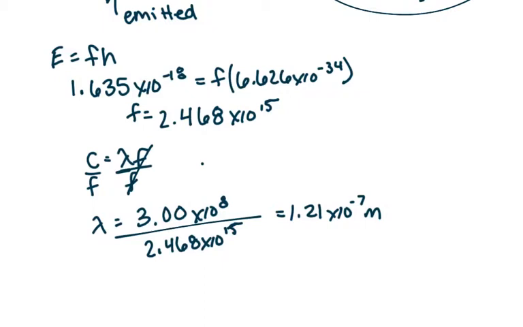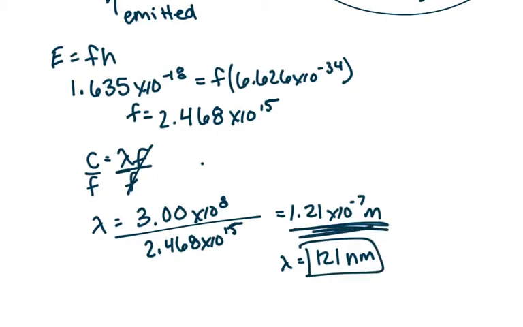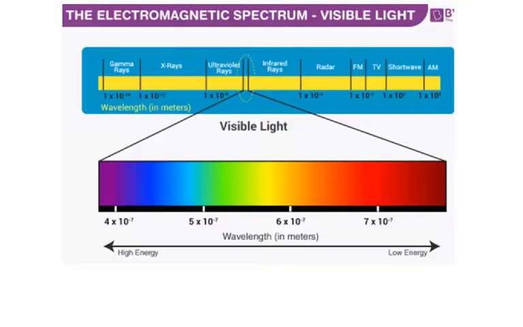Usually we report wavelength in nanometers, so it'd be 121 nanometers, but in order to look it up on the electromagnetic spectrum, sometimes you need meters and sometimes you need nanometers. It kind of just depends on what picture you're looking at. So 1.21 times 10 to the negative 7. So here you can see the wavelength here is being measured in meters. So 1.21 times 10 to the negative 7.